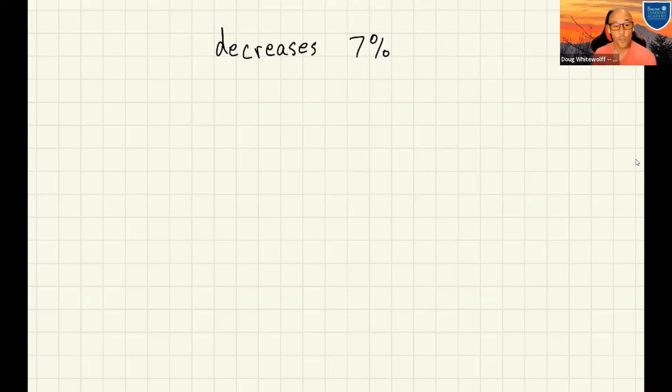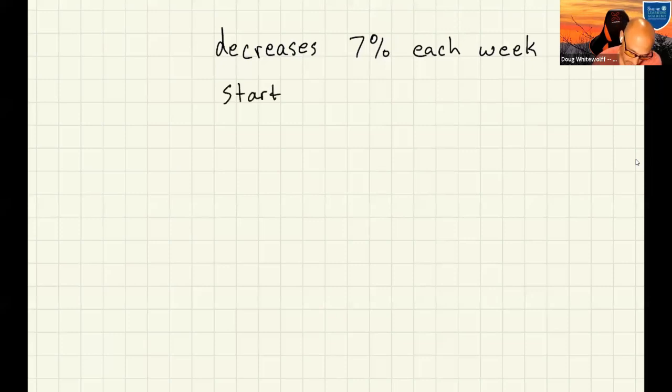Anyway, due to a drought, the water level in a pond decreases 7% each week. Wow, it's a lot. The pond started the summer at 12 feet deep. That little thing means feet. Create the function that represents the depth of the pond per week. Use that to find the depth of the pond after 10 weeks.